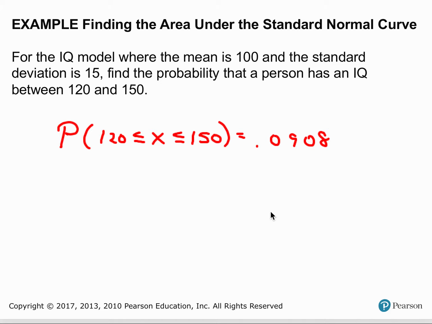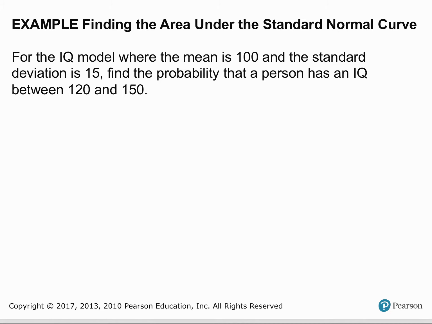Just barely over 9% of people have an IQ between 120 and 150. So if we randomly selected 100 people, we'd expect about 9 of them to have an IQ between 120 and 150.